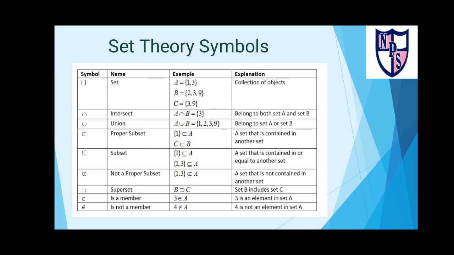Sixth one is the symbol of not a proper subset. The next one is the symbol of superset. Eighth is a symbol which shows that the element belongs to the given set. Last one is a symbol that shows that the element does not belong to the given set.